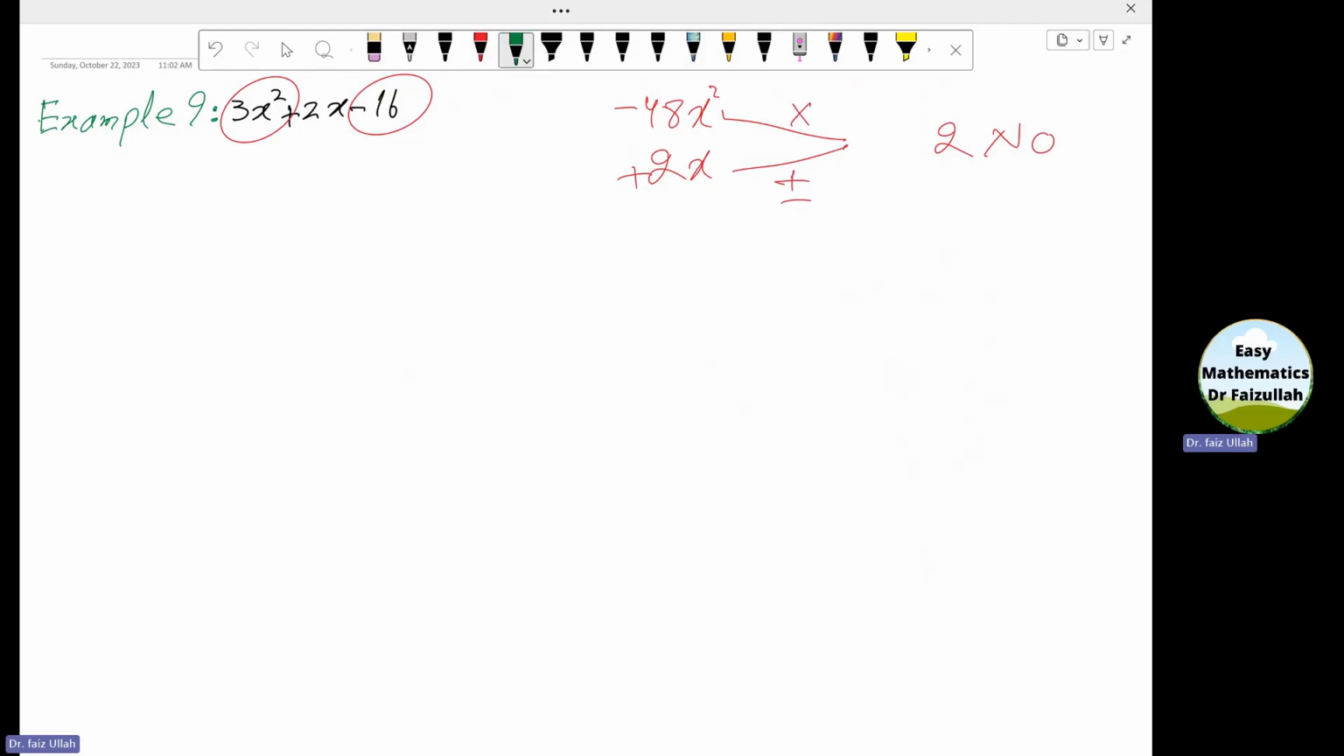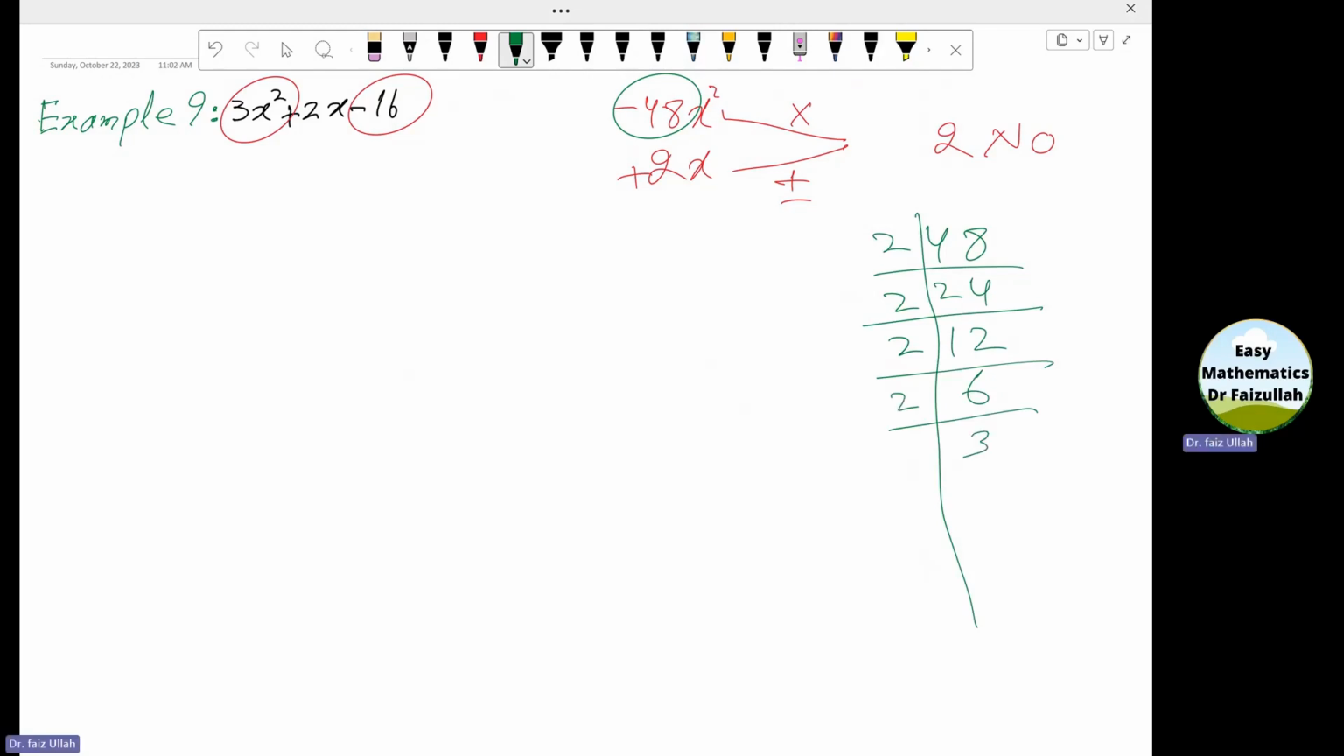We can find those numbers in the multiples of 48. So let us find the prime multiples of 48. We can divide 48 by 2. 24 twos are 48. Then again by 2. 12 twos are 24. Then 6 twos are 12. Then 3 twos are 6. And 3 ones are 3. So we have 2, 2, 2, 2, 3, and 1.